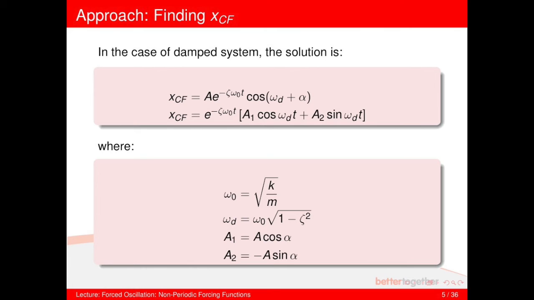So for a damped system, the solution looks like this. And again, you can separate the A cosine into a cosine and a sine term. Again, omega naught is root k upon m. Omega d is now a function of zeta and omega naught, and then A1 and A2 are the same things in terms of alpha now instead of phi. So XCF is easy. You've done it all before. If you've got a damped system, then you've got this solution. If you've got an undamped system, then it's this solution. Straightforward.